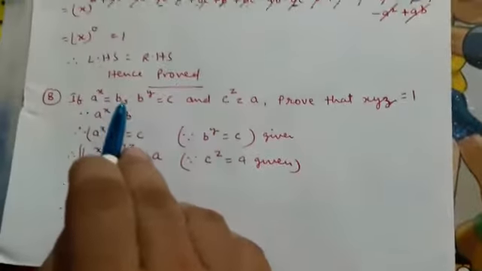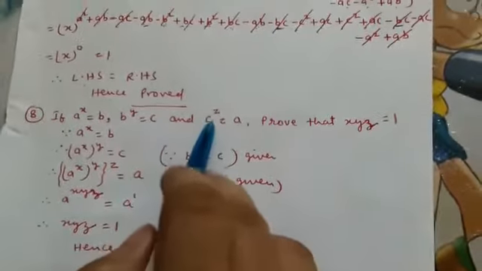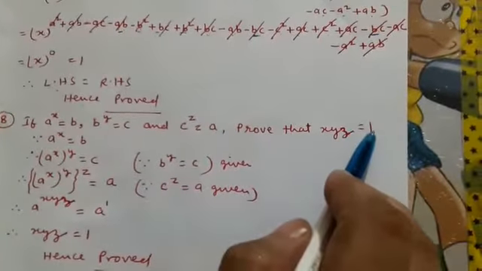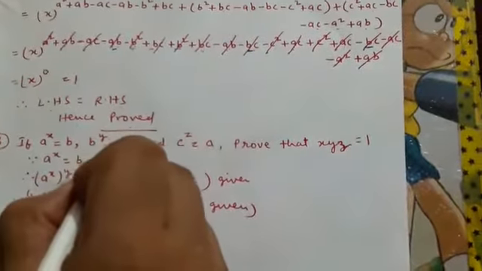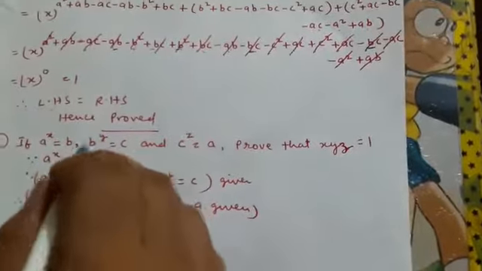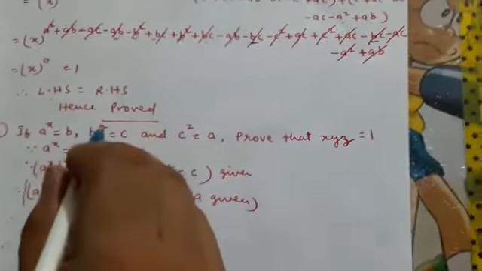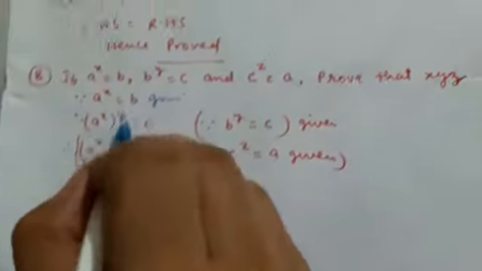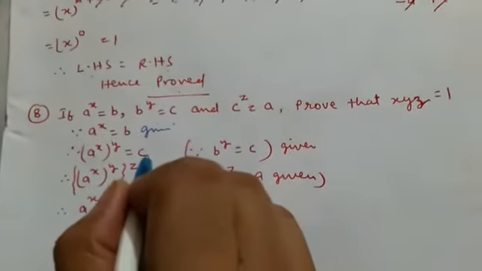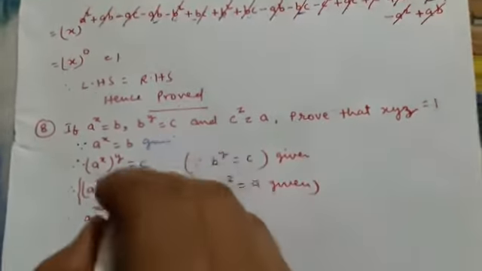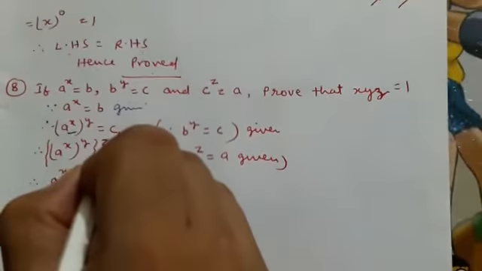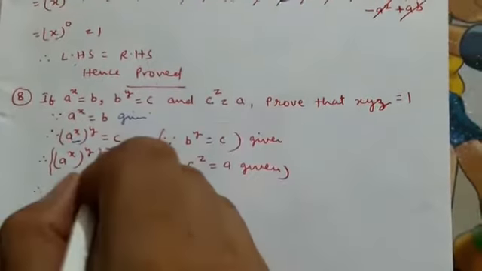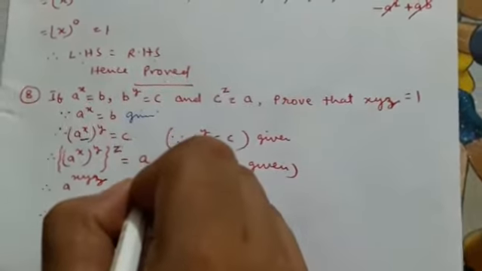If a power x is equal to b and b power y is equal to c and c power z is equal to a, prove that xyz is equal to 1. So let us see. a power x is equal to b, this is given, and b power y, this is the value of b. So b power y, if we put it here, its value will become c. What is c? If we put z here, this is the value of c, and here if we put z, then c power z is equal to a.